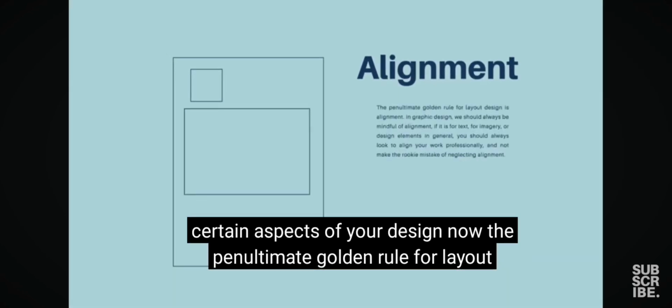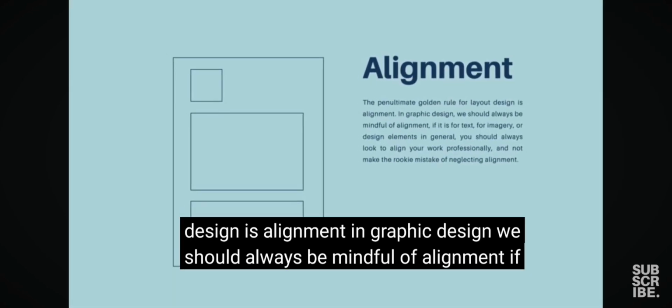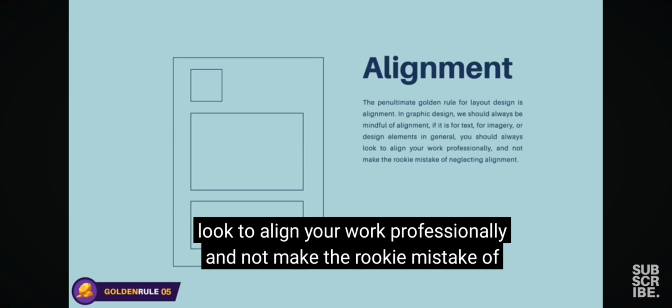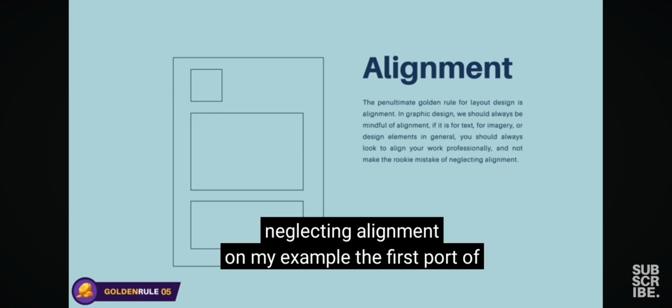Now the penultimate golden rule for layout design is alignment. In graphic design, we should always be mindful of alignment. If it's for text, for imagery, or design elements in general, you should always look to align your work professionally and not make the rookie mistake of neglecting alignment.